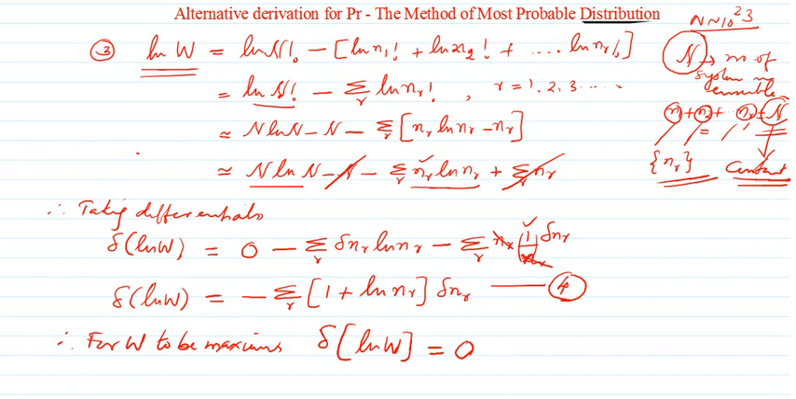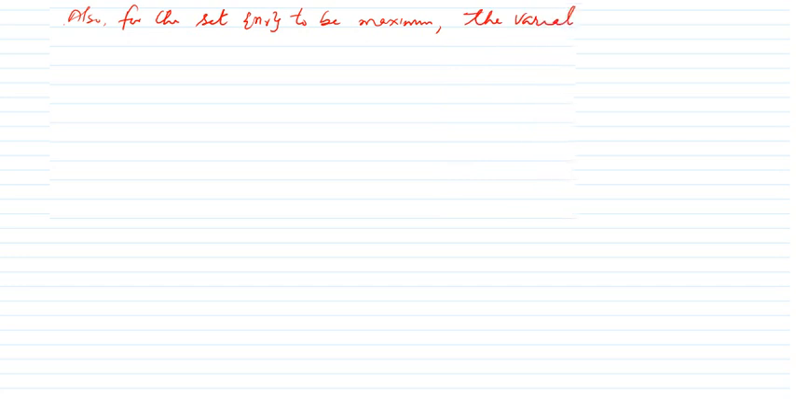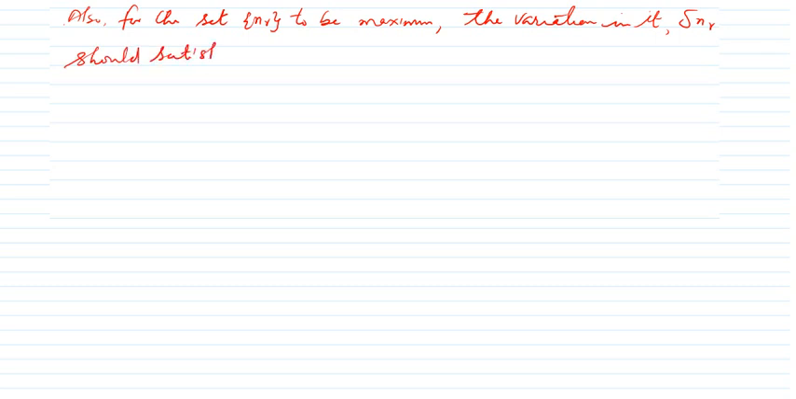Not only that, let me add a page here. Also, for the set nr there are some constraints. We have to take into account the constraints. For the set nr to be maximum, the variation in it, represented by delta nr, should satisfy the conditions 2a and 2b. Hope you remember what is 2a and 2b.